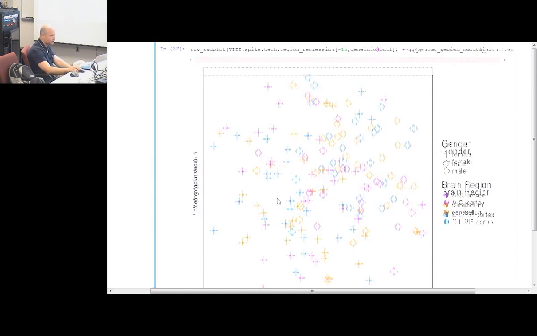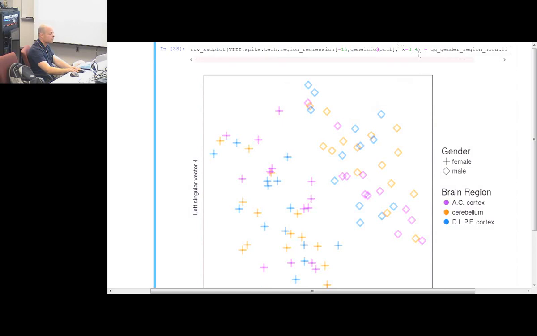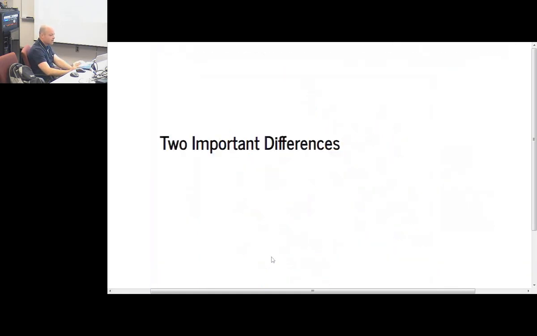If I skip forward to now, I'm looking at the 3rd and 4th principal components. It's only by the time I get to the 3rd and 4th principal components that I'm beginning to see this gender effect. So by using this other notion of replicates and this other notion of negative controls, using the housekeeping genes and biological replicates, I've come up with a stronger adjustment. I've adjusted for not just brain region, but many other sources of biological unwanted variation.